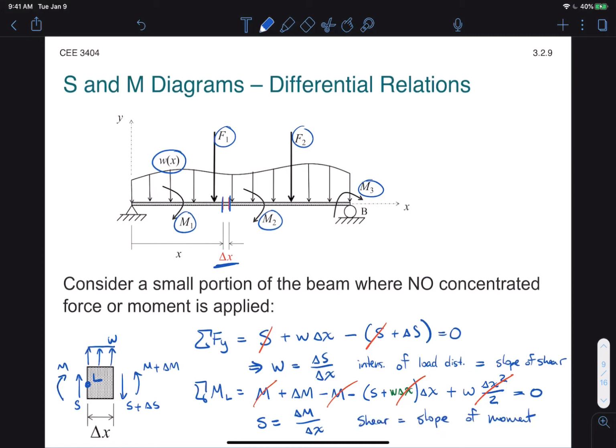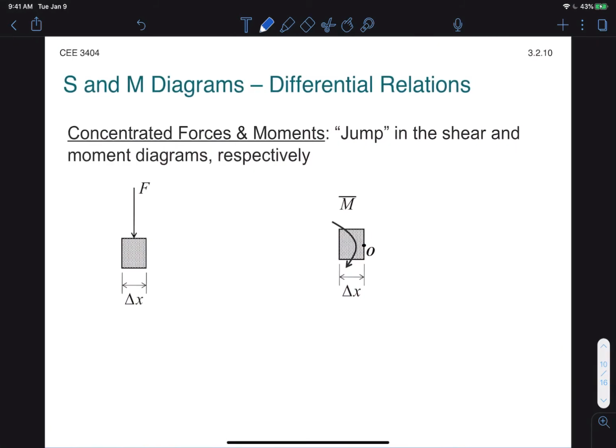And there you have the fundamental relationship between distributed load, shear, and moment. If we differentiate the moment, we get S, shear. If we differentiate the shear, we get W, the distributed load. In the other direction, we would simply integrate. We can also use the same approach to look at the effects of concentrated moments and forces, which, as we will see, cause jumps in the shear and moment diagrams.